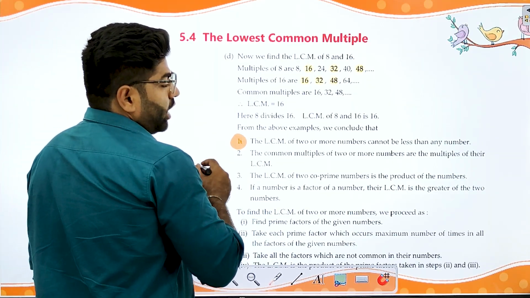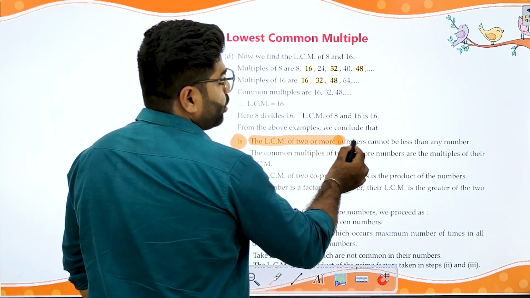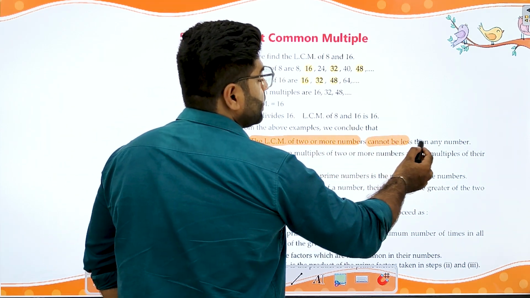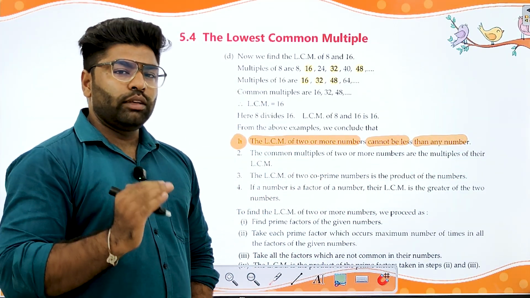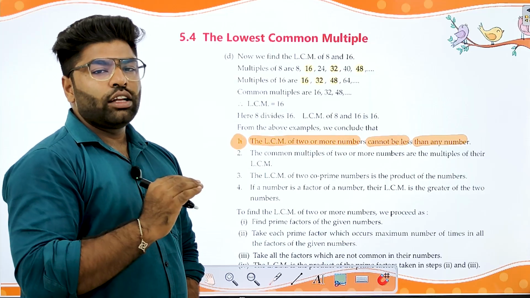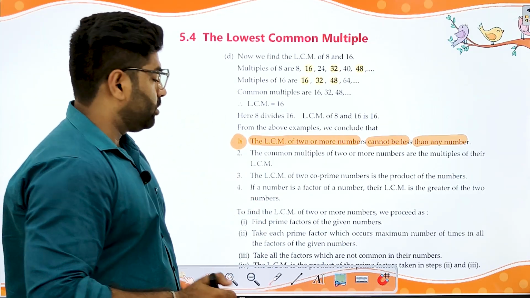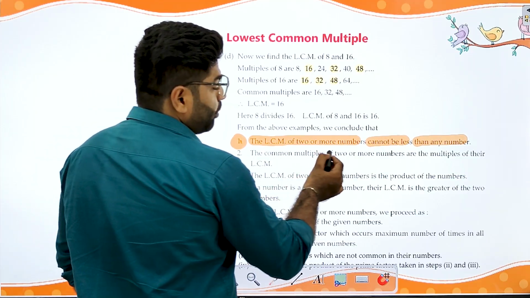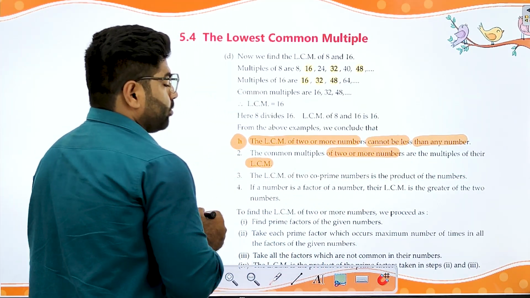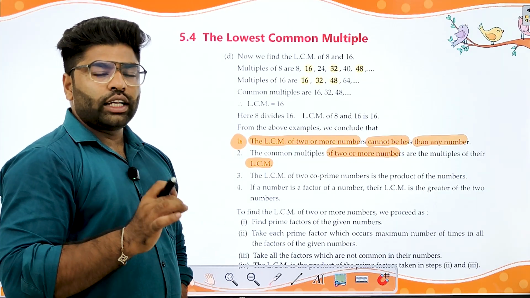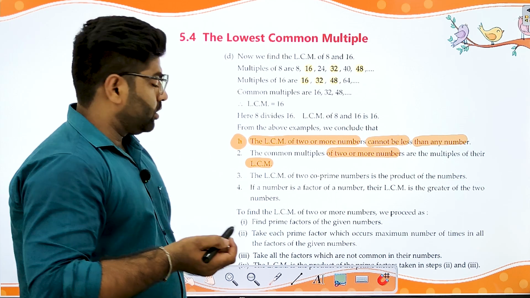The first point is that the LCM of two or more numbers cannot be less than any of the numbers. In factors, we don't have anything more than the number; in multiples, we don't have anything less than it. The multiple will be equal to or more than that number. Next, the common multiples of two or more numbers are the multiples of the LCM.